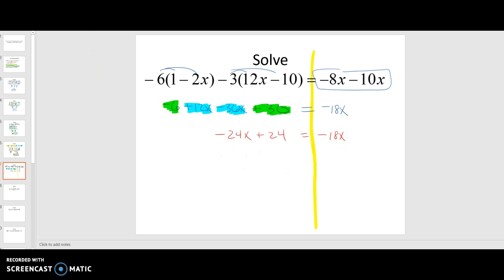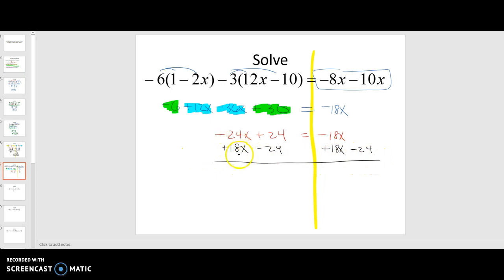Now it's time to move the variables and the constants. So first thing I'm going to do is add the 18x, line it up under its like term, 24x. Then I'm going to subtract the 24. There's no like term under here, so I'll just scoot it over.